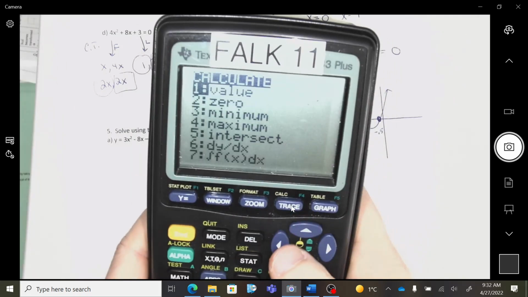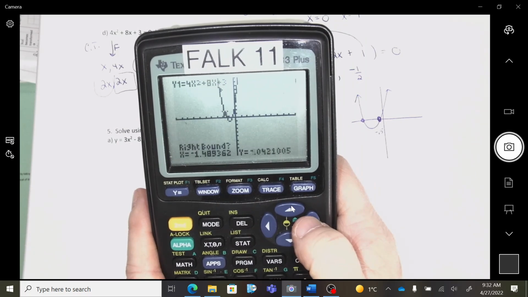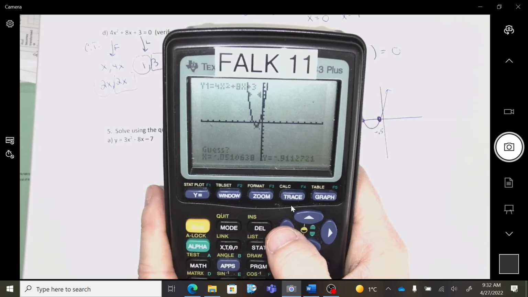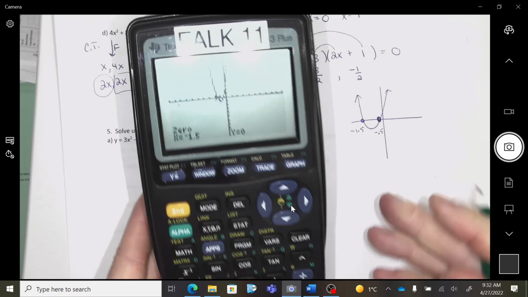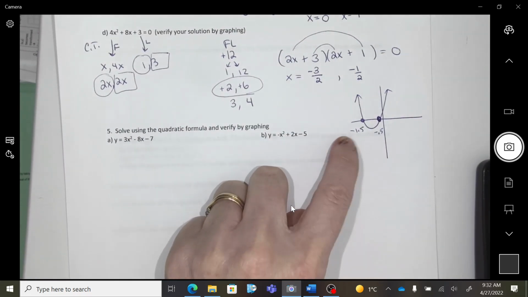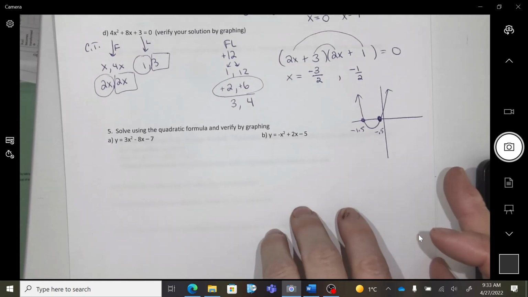Okay, I'm going to second calculate a 0. Left and right, I don't have much room to move in there, but it's -1.5, so that's good. Do we understand -3 divided by 2 is -1.5? Okay, let's do these quadratic formulas, and then I think I'm going to stop, because that will be kind of a halfway point.